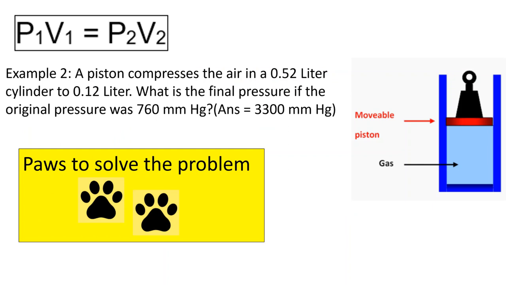All right, you try this one. A piston compresses the air in a 0.52 liter cylinder, that's a piston, to 0.12 liters. So that's going to make it smaller. What is the final pressure if the original pressure was 760 millimeters of mercury? I've got the answer there for you, so pause the video to solve the problem, and then when you're ready, restart.